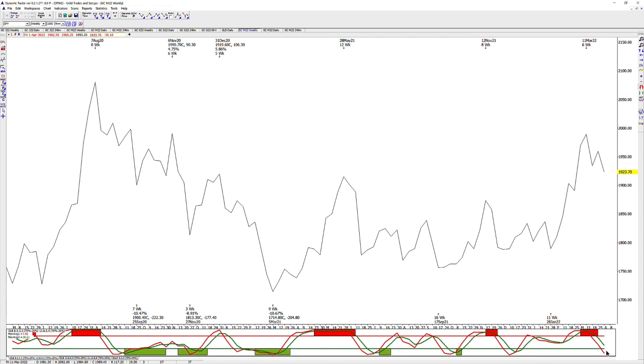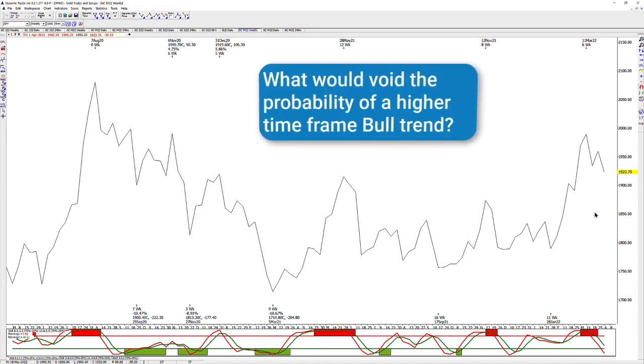And so the key piece of information we have is gold should be within a week or two or three at the most of completing a weekly low, which has the potential for being a corrective low followed by continuation of the bull trend. So we look at that. Our next question is, what can gold do to avoid the probability of a continued bull trend to a new high? What would void this as an impulsive advance?